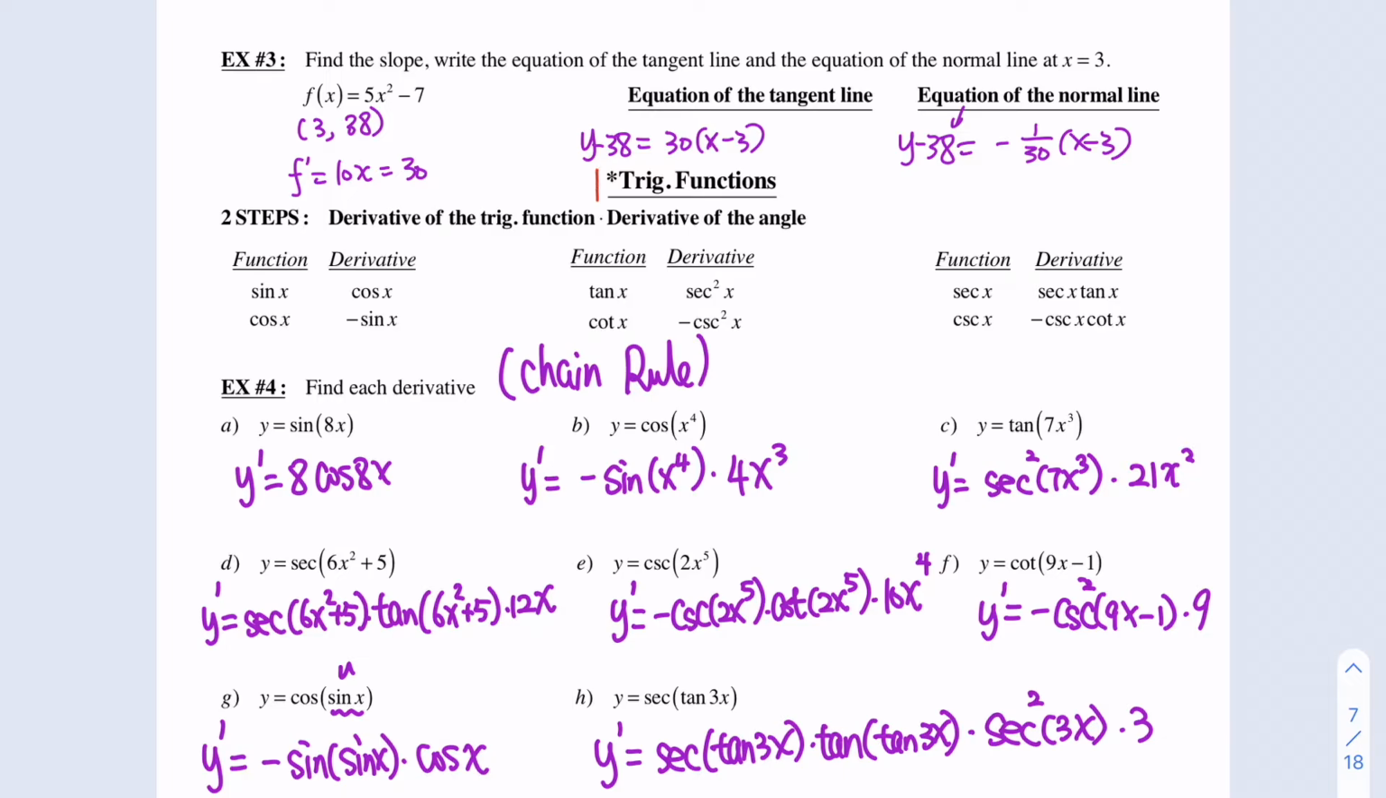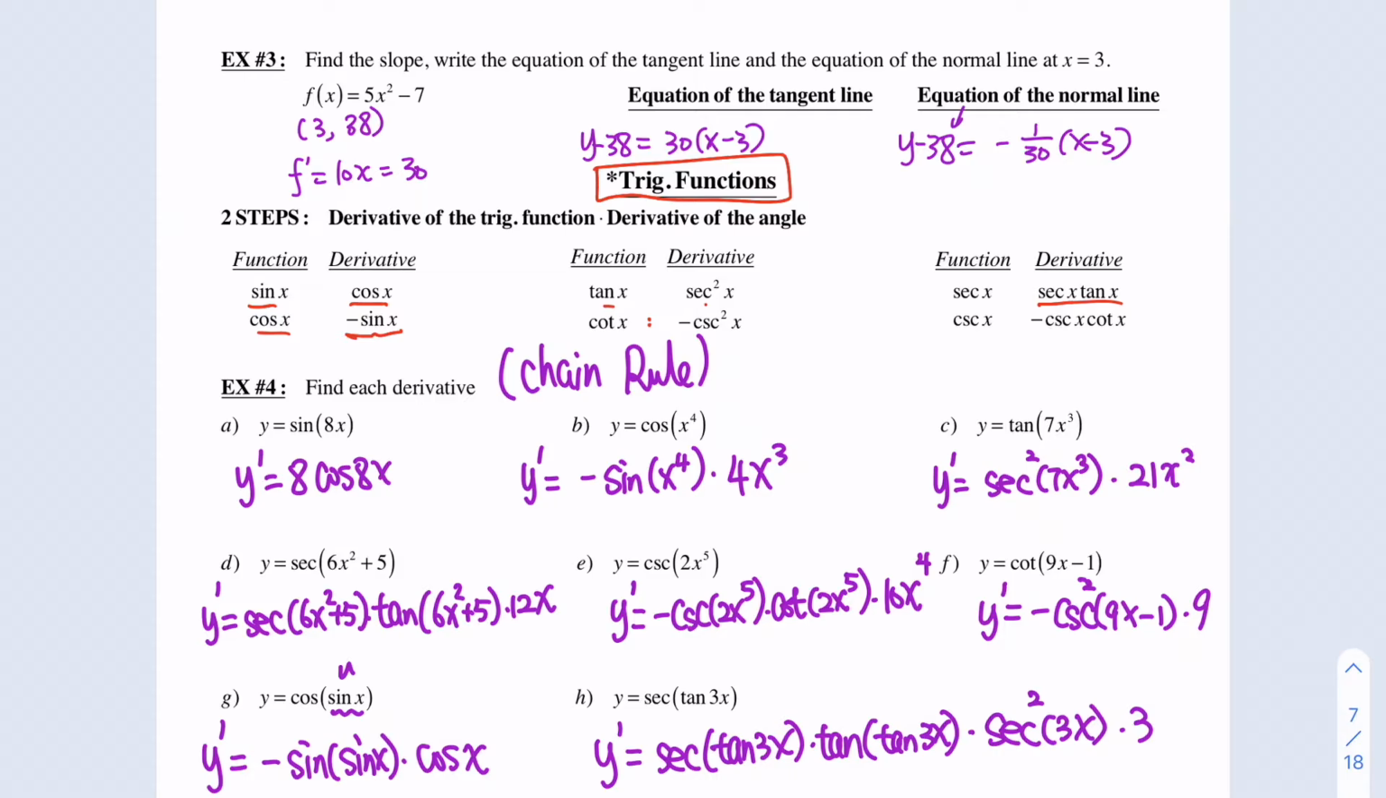The derivatives of trig functions. Sine gives us cosine, cosine gives negative sine. Tangent gives secant squared, cotangent gives negative cosecant squared. Secant gives us secant tangent. And cosecant x gives us negative cosecant times cotangent x.